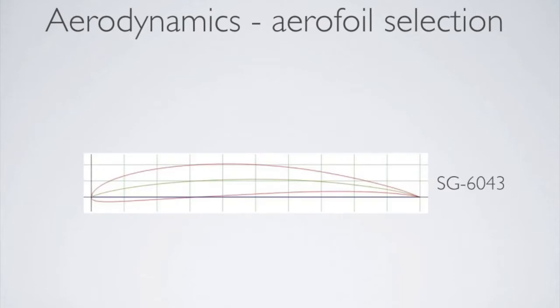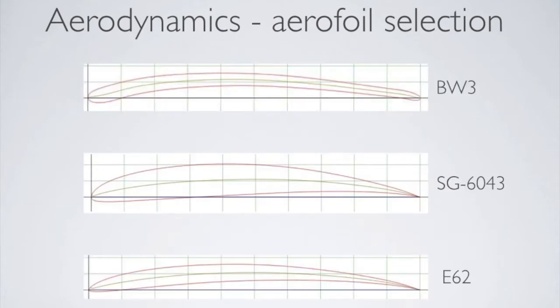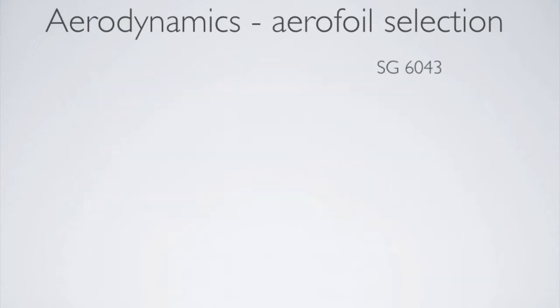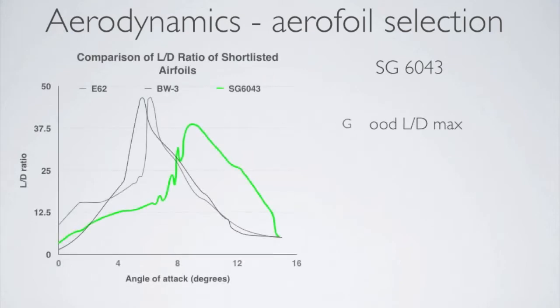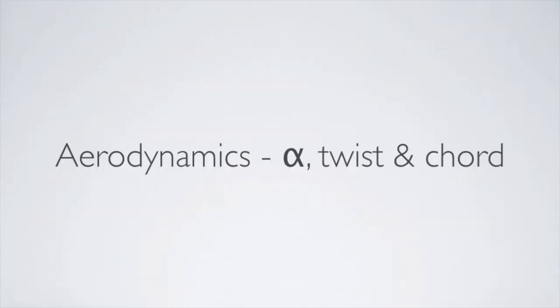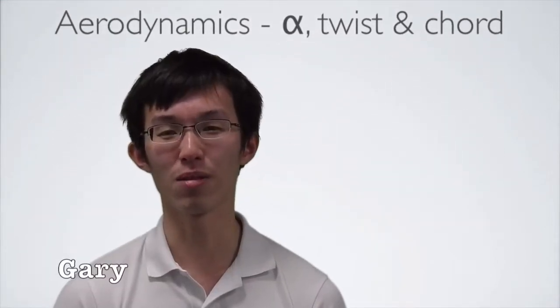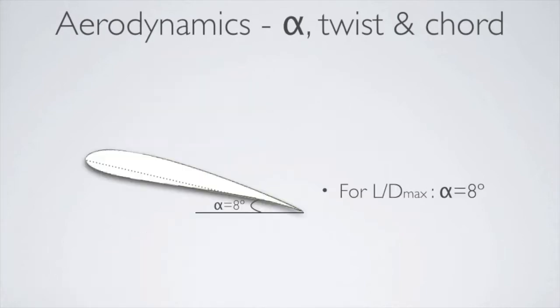We initially shortlisted the SG6043, BW3, and E62 airfoils. While the BW3 and E62 have relatively high lift-to-drag ratios, we selected SG6043 as our primary airfoil for its desirable lift-to-drag ratio, good stall characteristics, and thickness. For our chosen airfoil, the angle of attack that maximizes lift-to-drag ratio is approximately 8 degrees.